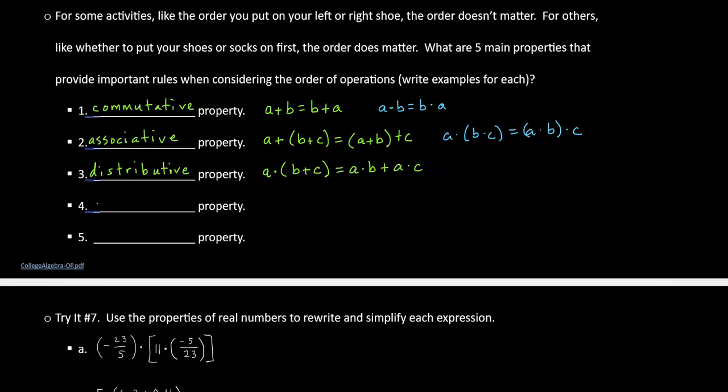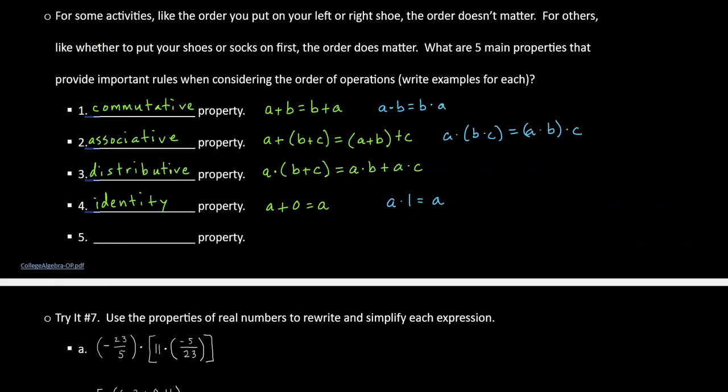The next one is the identity property. These last two are a little bit different. And this one is pretty straightforward. The additive identity is just 0. If you add 0 to any value, you're going to get the same number you started with. And then the same thing, similar with multiplication. If you multiply by 1, you get the same value you started with.